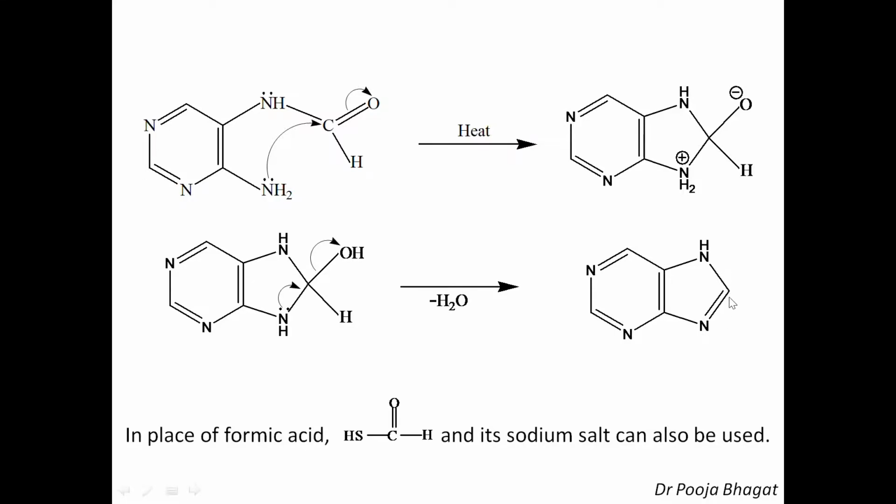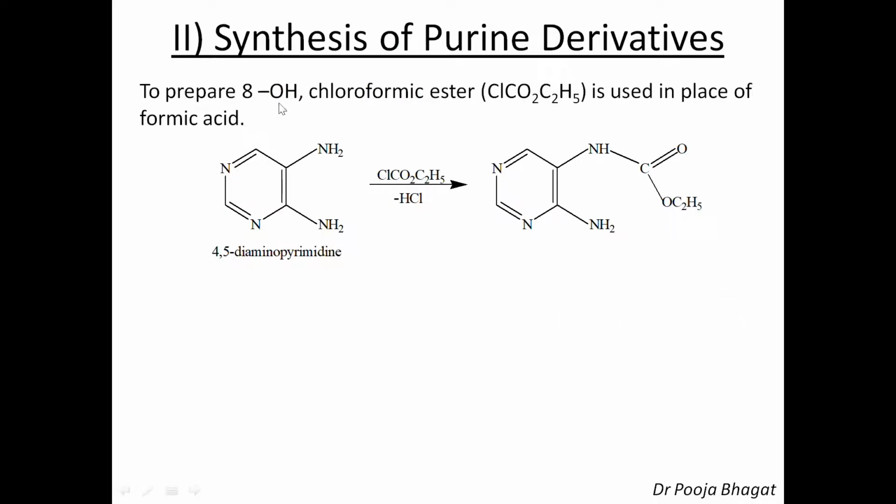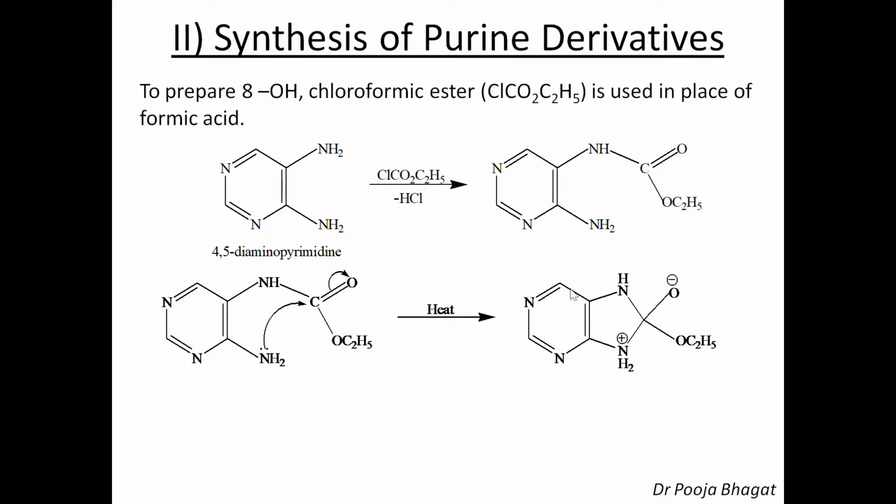So now if we want the OH at the 8th position, then we have to start with chloroformic ester, which is also called ethyl chloroformate. Ethyl chloroformate can be used in place of formic acid. See the mechanism. H from here, Cl from here goes out as HCl. So now there is a bond between NH, CO2, C2H5. This step I hope is clear to everyone. H from here, Cl from here, so HCl and NH, CO2, C2H5.